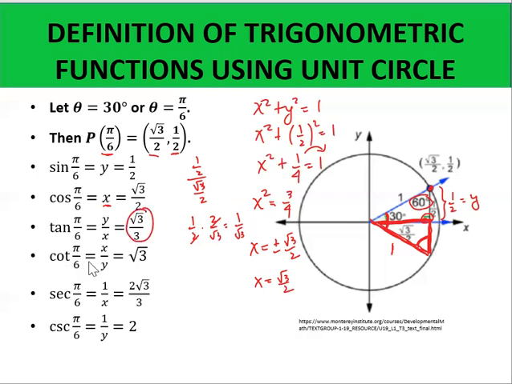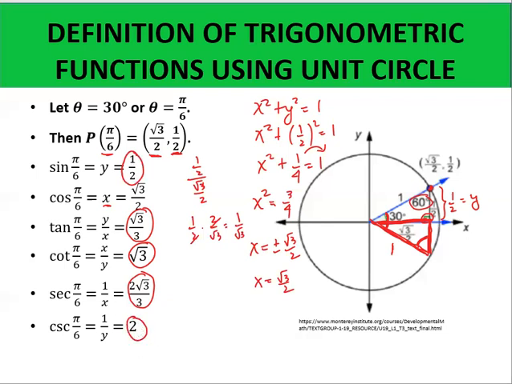Now, cotangent pi over 6 is x over y, which means that's square root of 3 over 2 divided by 1/2, which is square root of 3. Secant pi over 6 is the reciprocal of cosine, so that's going to be 2 over square root of 3. After rationalizing, we get 2 square root of 3 over 3. And then cosecant pi over 6 is the reciprocal of sine, and the reciprocal of 1/2 is 2.